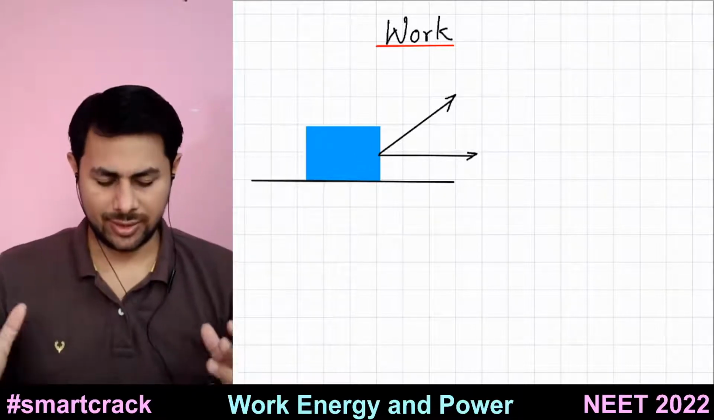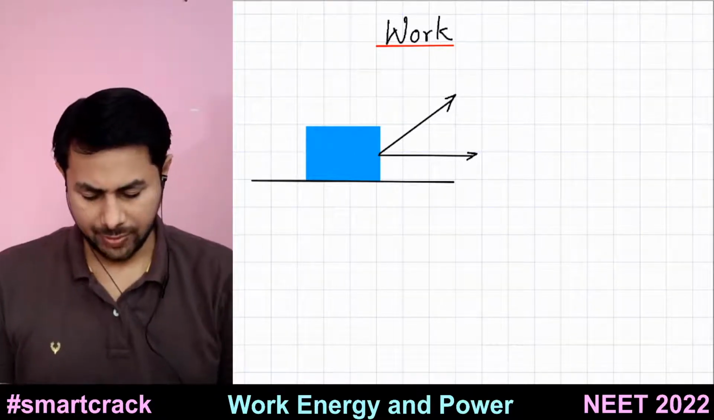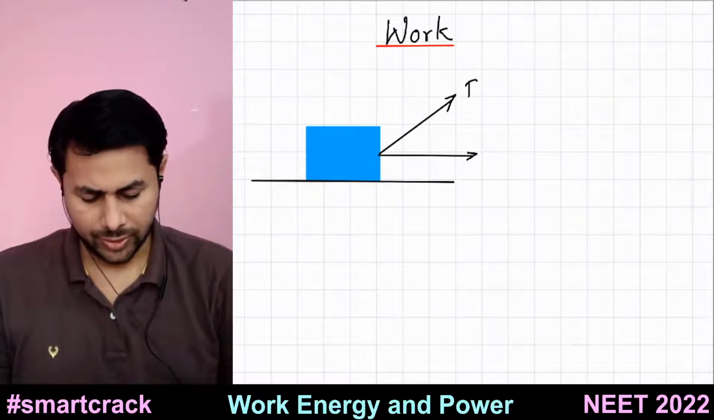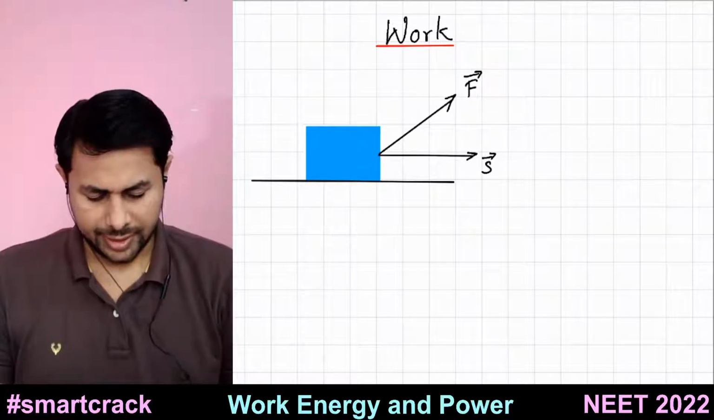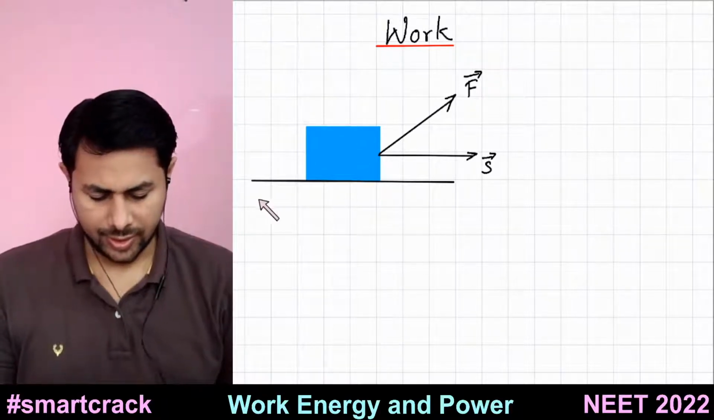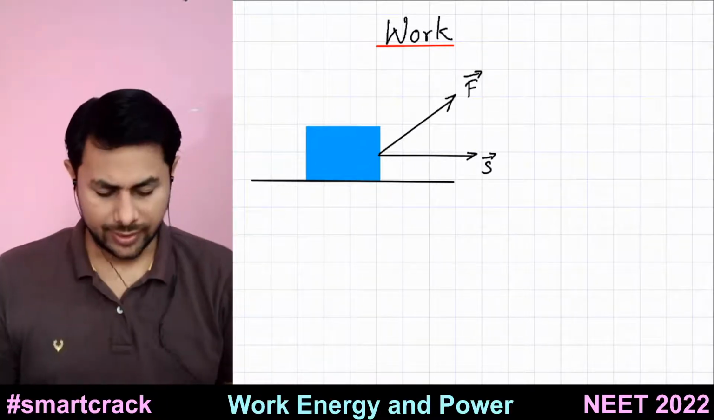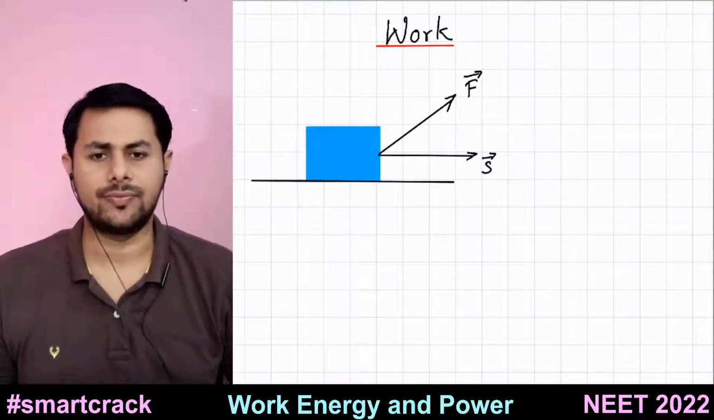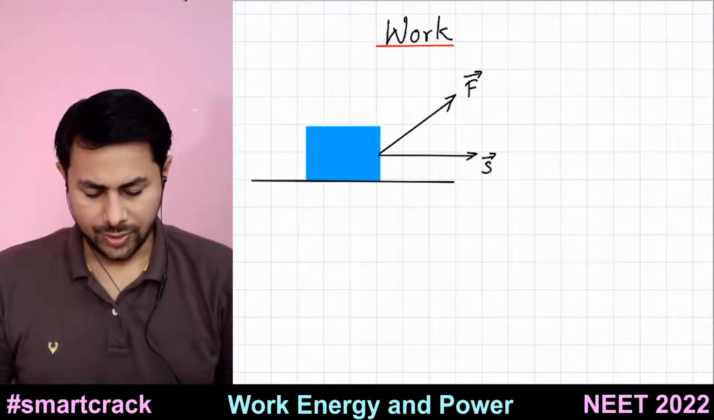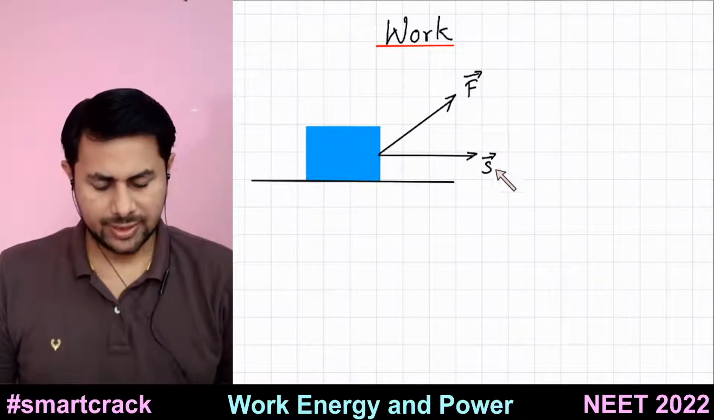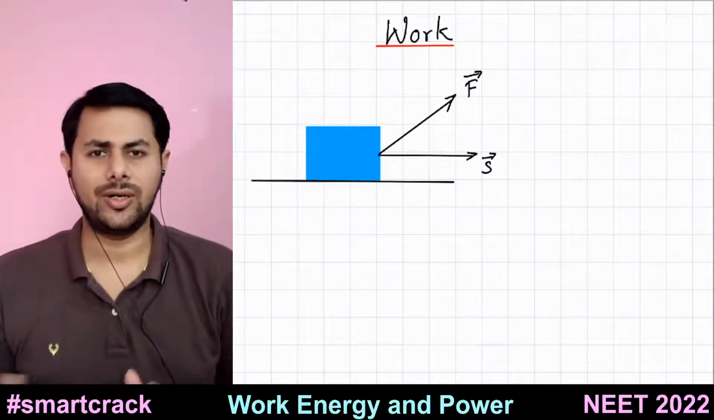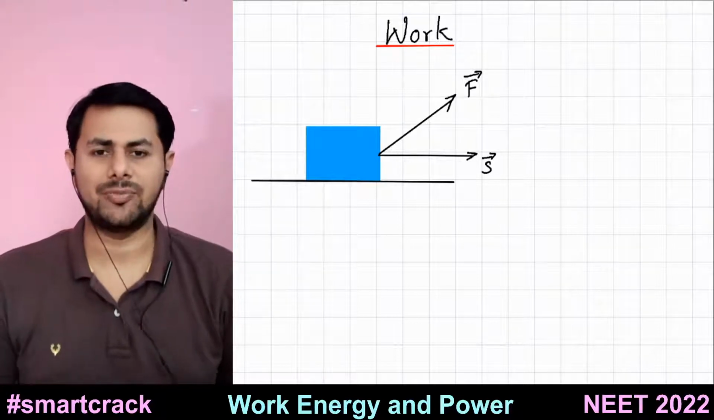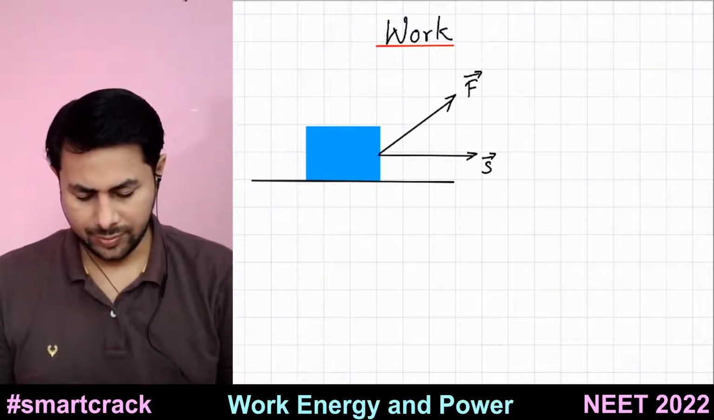Let us recall it. So, let's suppose we have this force F bar, and it displaces this block along this horizontal surface, in this direction. So now F bar is the force, S bar is the displacement. So I want to find out how much would be the work done in this displacement.